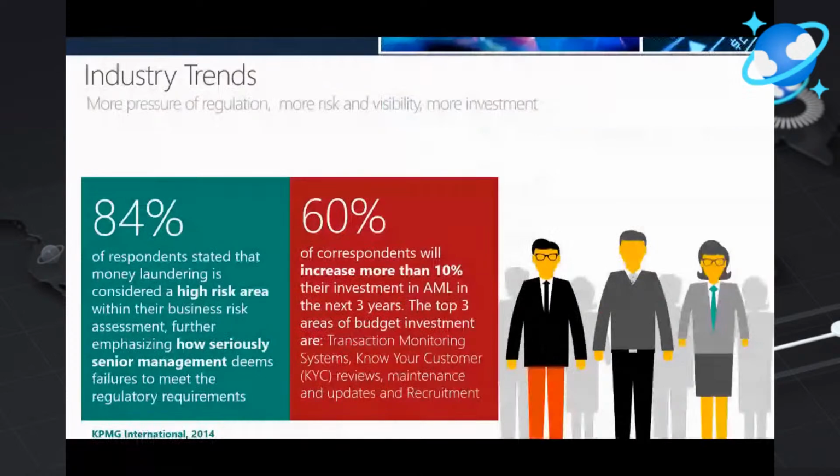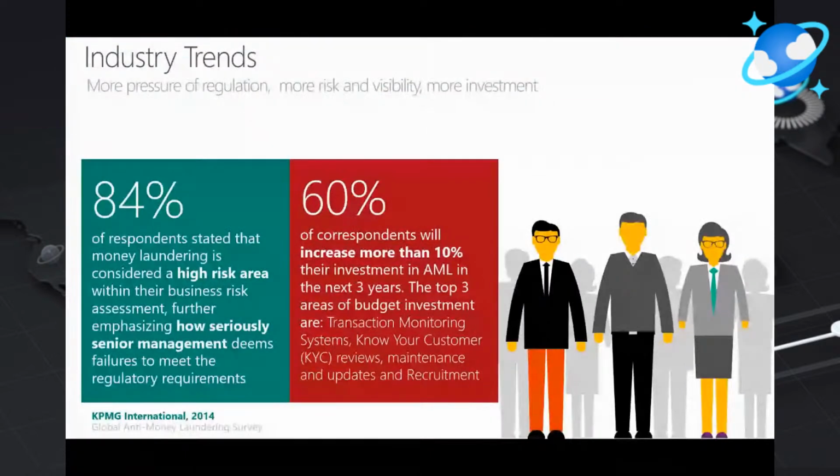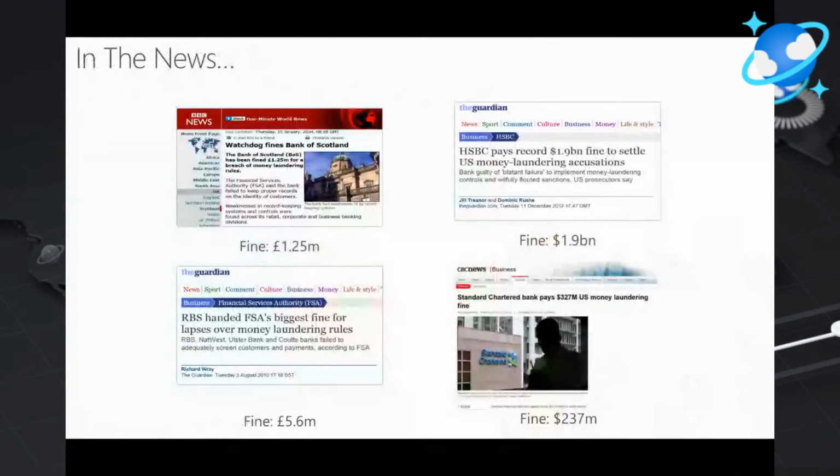Okay. So based on a KPMG survey research that was done in 2014, about 84% of survey respondents said that money laundering is a high risk within their business area. And about 60% said that they are increasing their budget by at least 10% to implement AML related solutions. So that gets you an idea of how serious the financial services industry is about implementing AML.